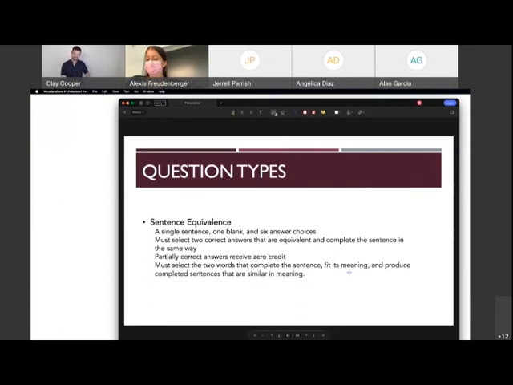Sentence equivalence. This is the weirdest one. There will be a single sentence, 1 blank, and 6 answer choices. You have to select 2 correct answers that are equivalent and complete the sentence in the same way. 1 blank, 6 choices. You have to pick the 2 that are correct.